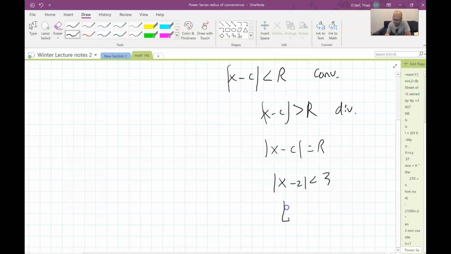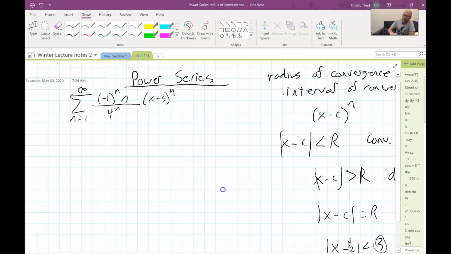So that means the interval of convergence would run from, let's see, 2 minus 3 would be -1, and 2 plus 3 would be 5. So that would represent the interval of convergence. Now again, we don't know what happens when it's equal to r, so we'd have to figure out whether the edge points are included or not. But for now, we know that this would be the interval of convergence, because this is saying the radius is 3 and the center is 2. Okay, so that's a general idea.